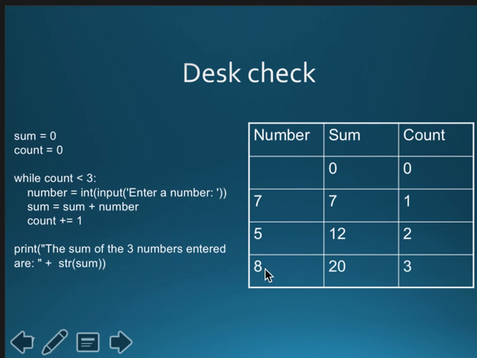So I execute the loop once more. I ask for another number and say the user enters an 8. So now we have sum is the previous sum, which was 12 plus 8, now becomes 20, and count becomes 3. So the loop again goes back to check the condition. Is count less than 3? No, it's not, because count right now is 3. So 3 is not less than 3. 3 is equal to 3. Okay, so this condition becomes false, and the while loop stops executing.